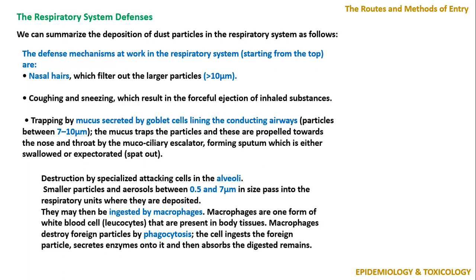Now we are going to discuss the respiratory system defense. We can summarize the deposition of dust particles in the respiratory system as the defense mechanism at work, starting from the top. First are the nasal hairs. They filter out the larger particles, greater than 10 microns. Then coughing and sneezing, which result in forceful ejection of the inhaled substance. Then trapping by the mucus secreted by the goblet cells lining the conducting airways.